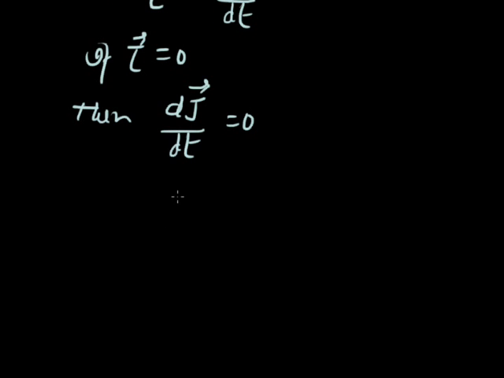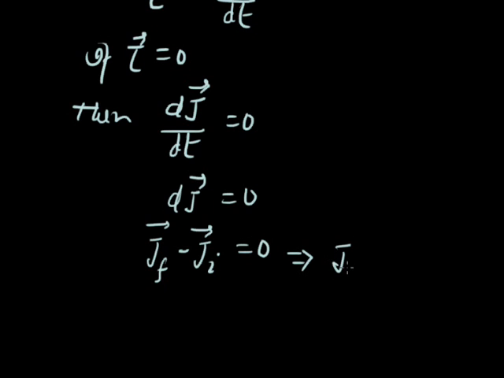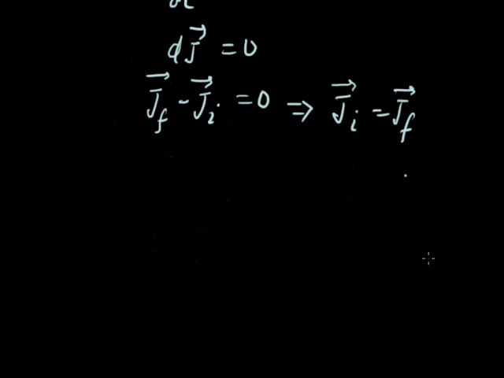It means dJ is 0. dJ means change in angular momentum. It means J final minus J initial will be 0, or we can write J initial equals J final. If torque on an object or on a system is 0, then its angular momentum remains constant.